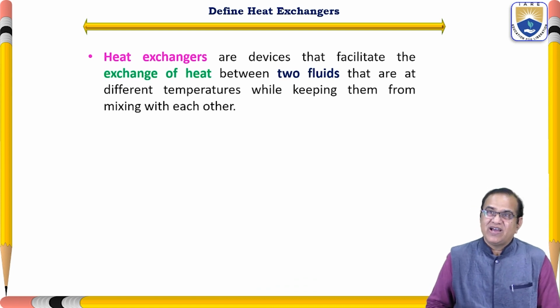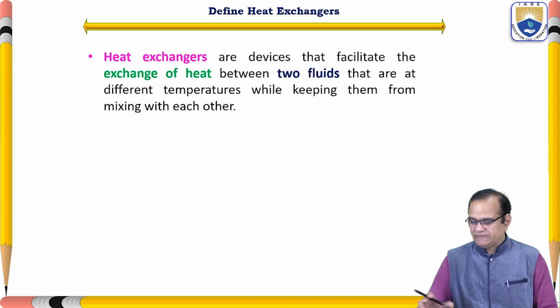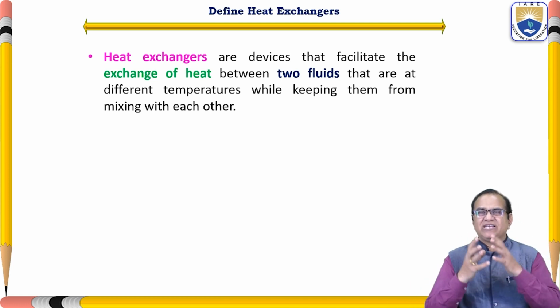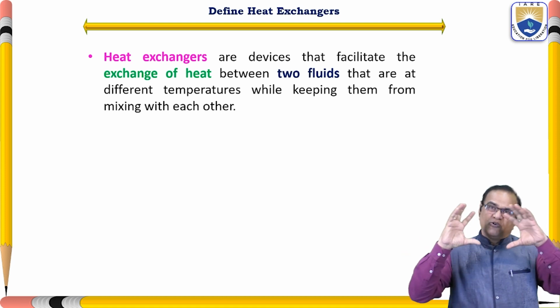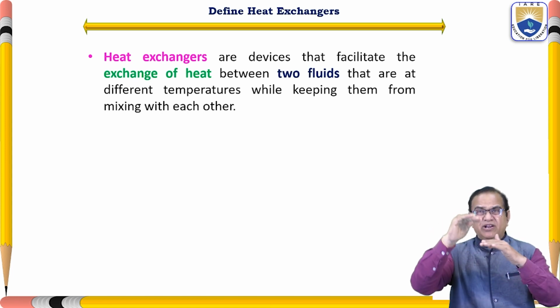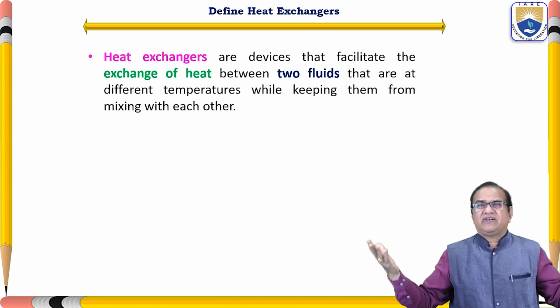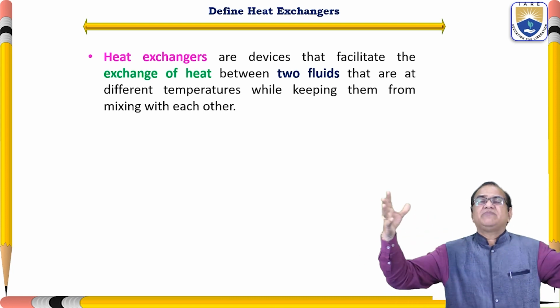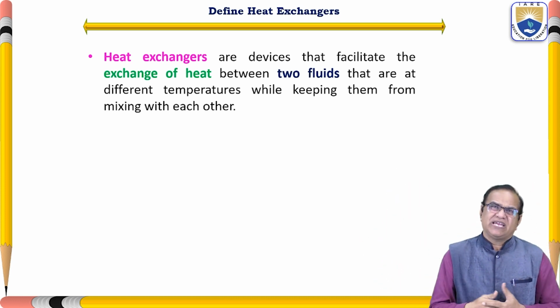Heat exchangers are the devices that facilitate the exchange of heat between two fluids that are at different temperatures while keeping them from mixing with each other. These heat exchangers are devices used to transfer heat very fast. You see all the engines. Outside of the engine you will see baffles, very small fins, and a number of fins arranged in a very systematic way. In the same way for the air conditioner, and when water is flowing with a tower, those are all heat exchangers.